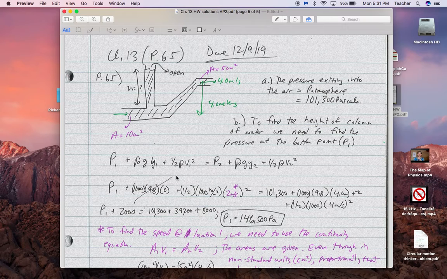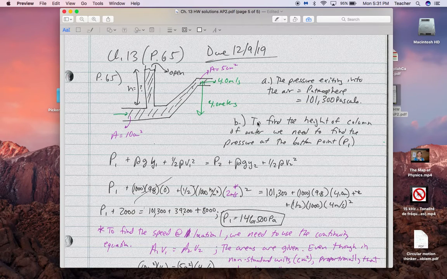And we've got a liquid up here. We've got liquid flowing down here. It comes up here. It's flowing out at 4 meters per second. It tells you the area down here or up here and down here. So the key thing is what's the pressure exiting? Well, that's atmospheric pressure, which they're going to call 101,300 pascals. AP calls it 100,000 pascals.